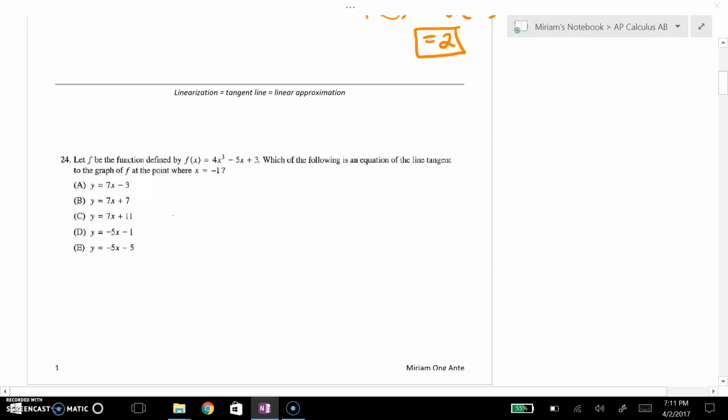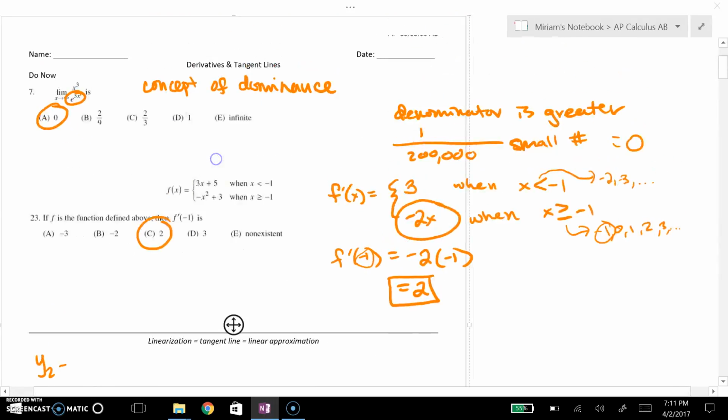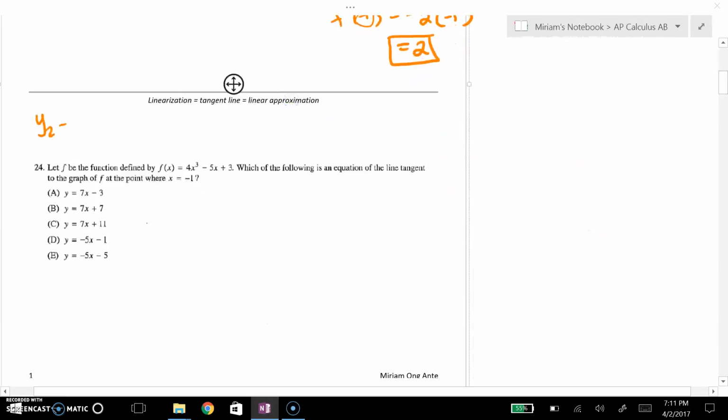Alright, for linearization, tangent line, linear approximation, what we need to remember mainly is y minus y1 equals the slope m times x minus x1. This is the main formula that we have to use.